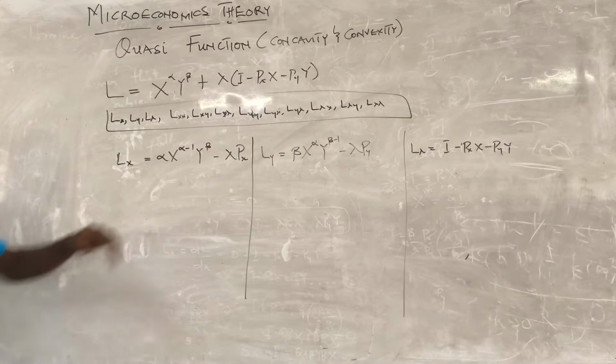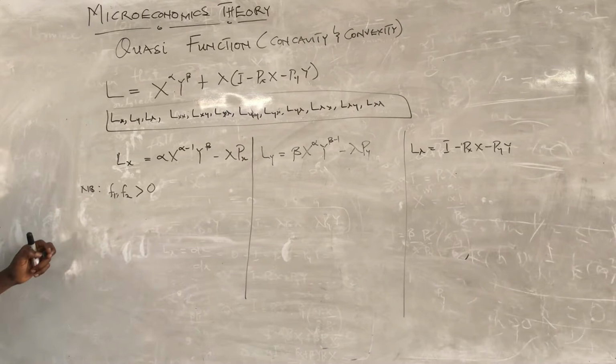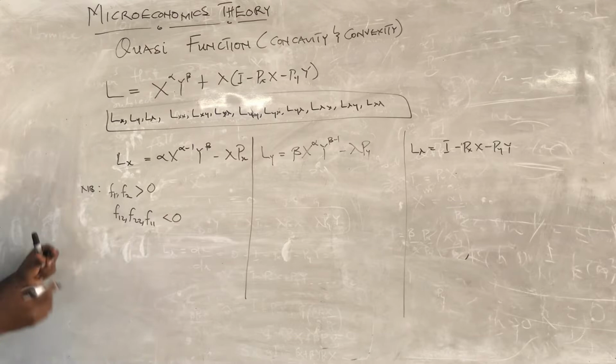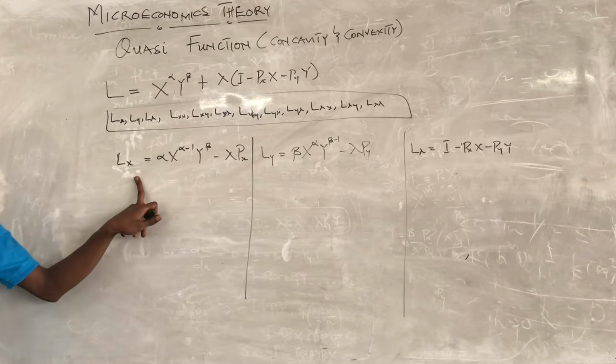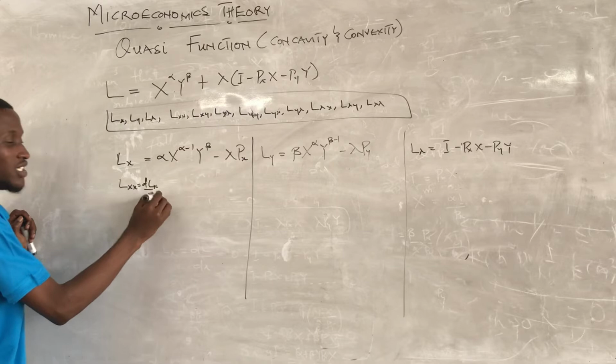Note that the first derivatives should be greater than 0, it's a necessary condition. For second derivatives, it should be less than 0. So that should be in our mind. So we find the derivative of the first derivative with respect to x, with respect to y, and with respect to lambda. So now Lxx is the derivative of the first derivative, so we are differentiating again with respect to x.